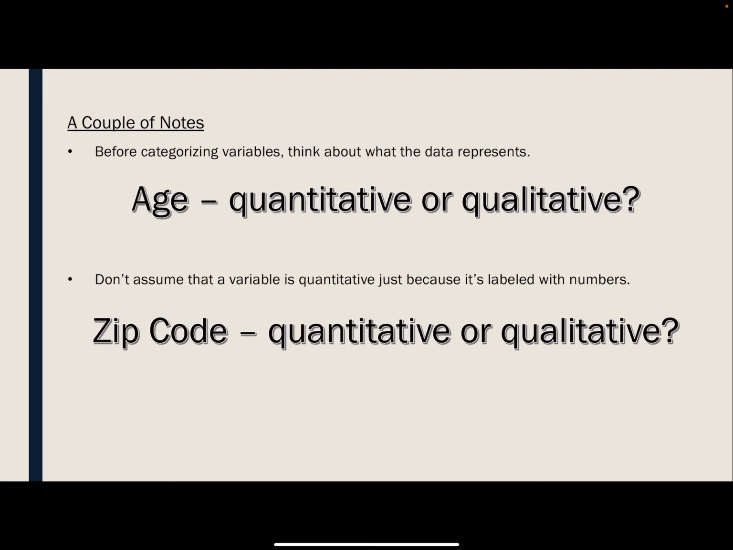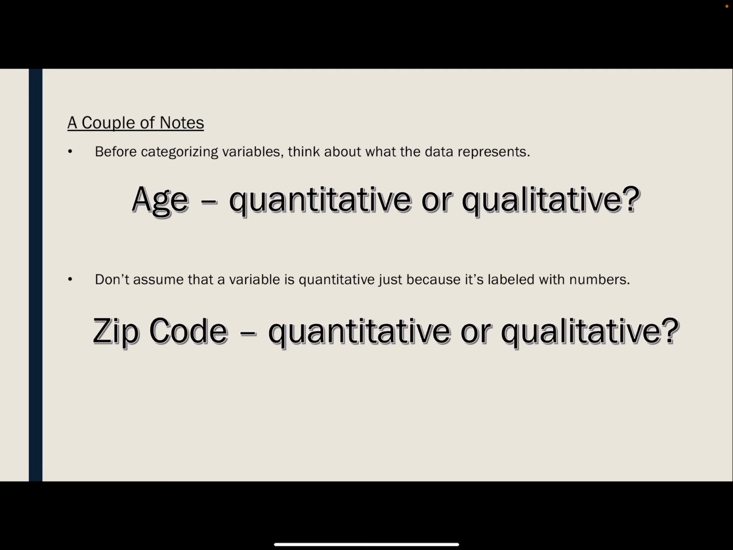But it is also possible to talk about age in terms of qualitative. I could give age a category. I could say infant, toddler, elementary school age, teenager, senior citizen, middle-aged. Those are categories when I'm talking about age. So it is important that you think about the context before you assign quantitative versus qualitative classification.